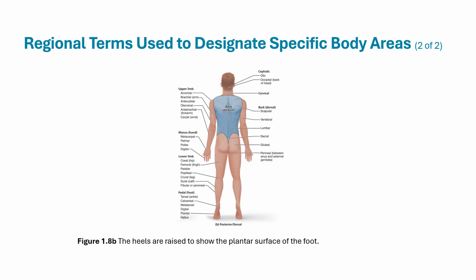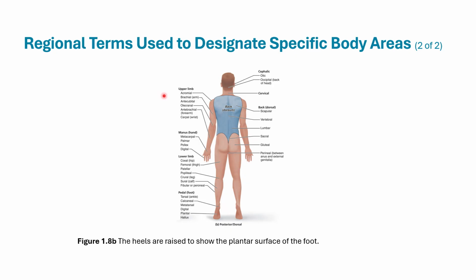All right, here's a list of terms that describe major regions of the body as seen from the posterior or dorsal view. Each regional term is followed by terms that designate specific areas within that body region. Okay, cephalic region refers to the head or face. Areas in the posterior cephalic region include the otic or ears and the occipital or the back of the head.